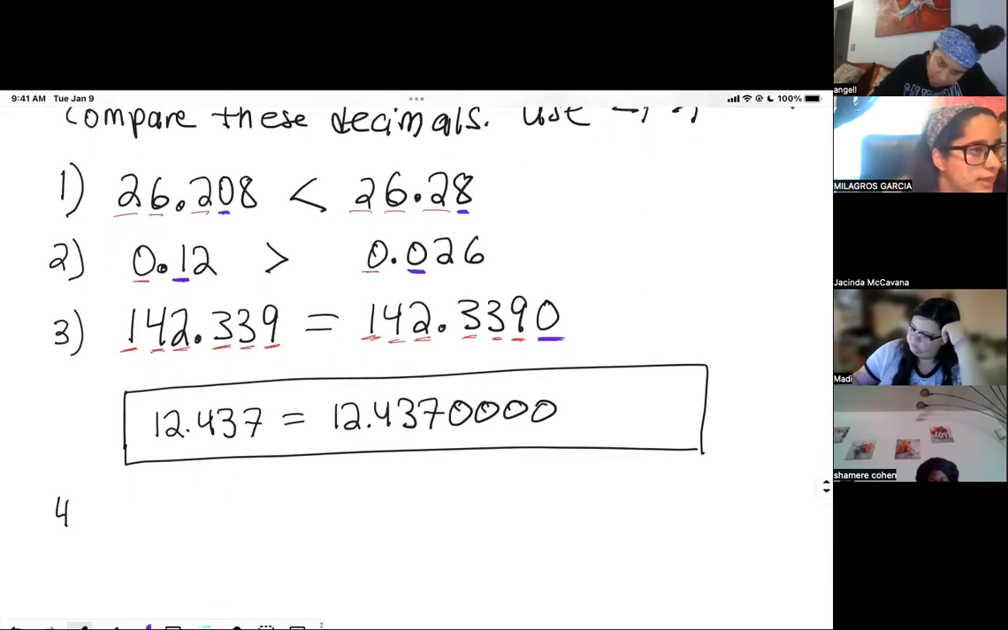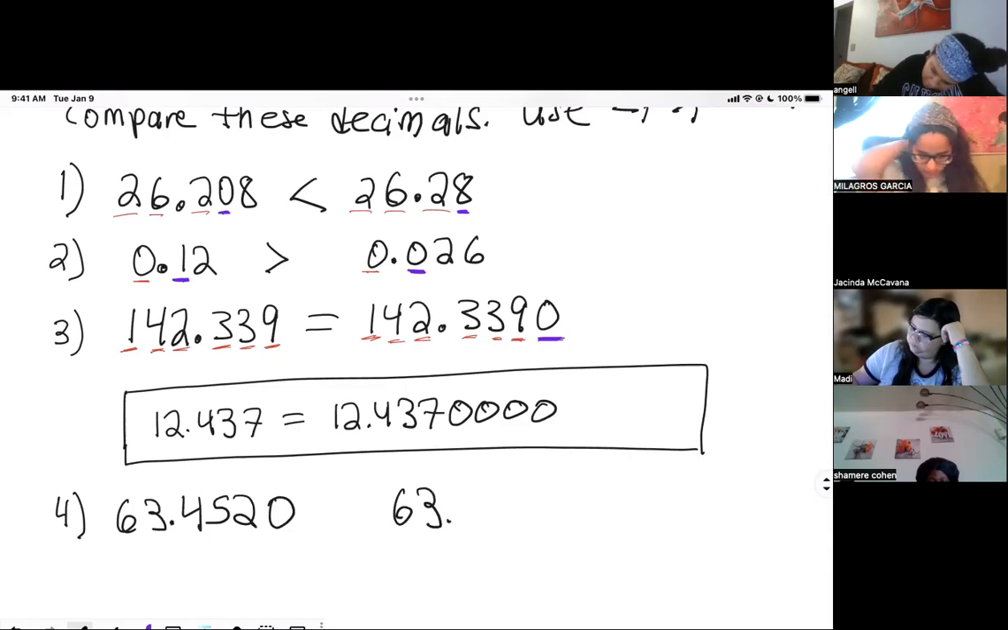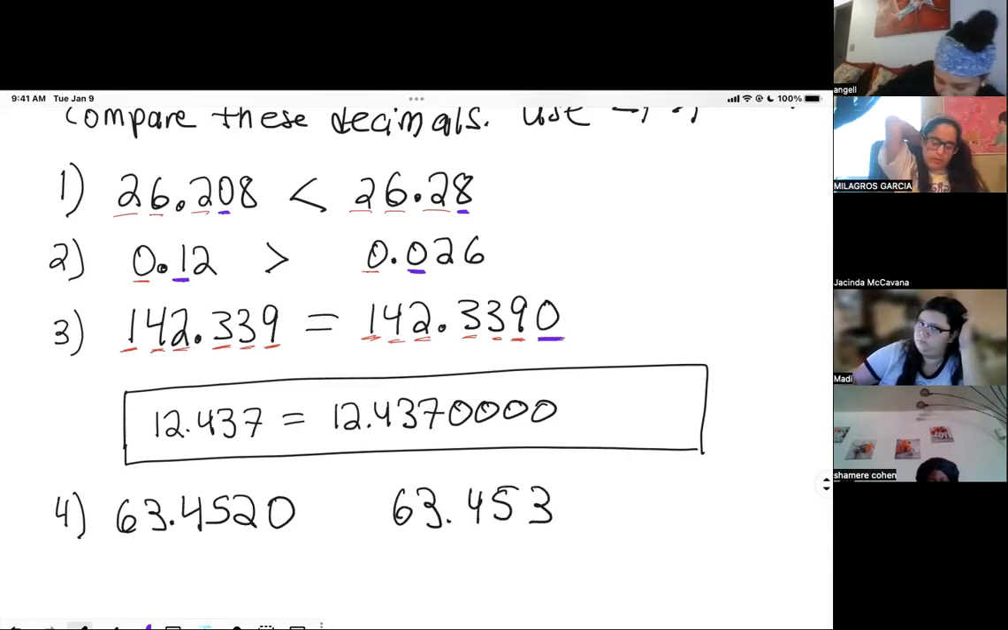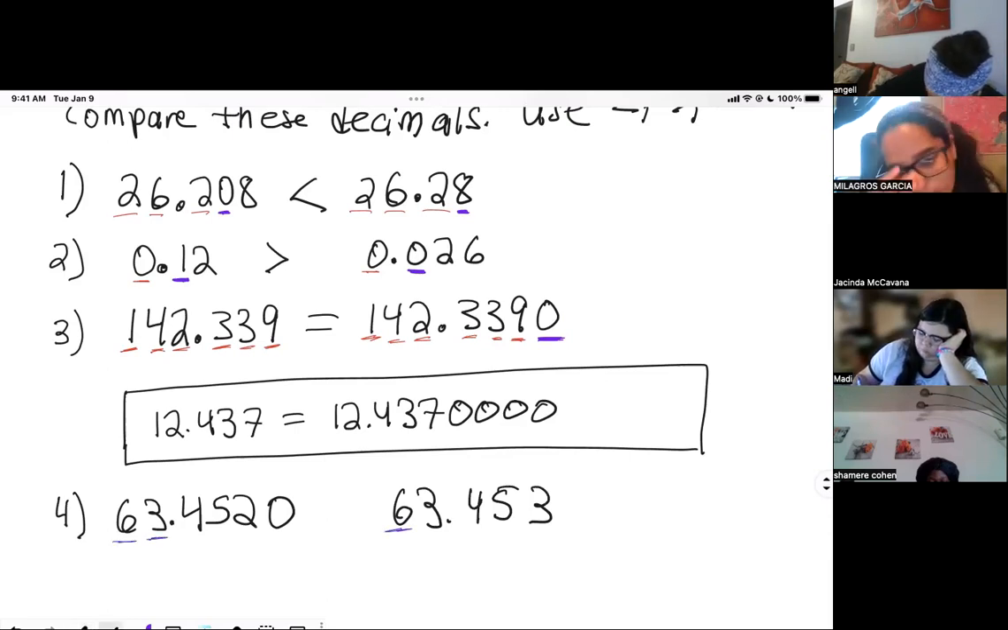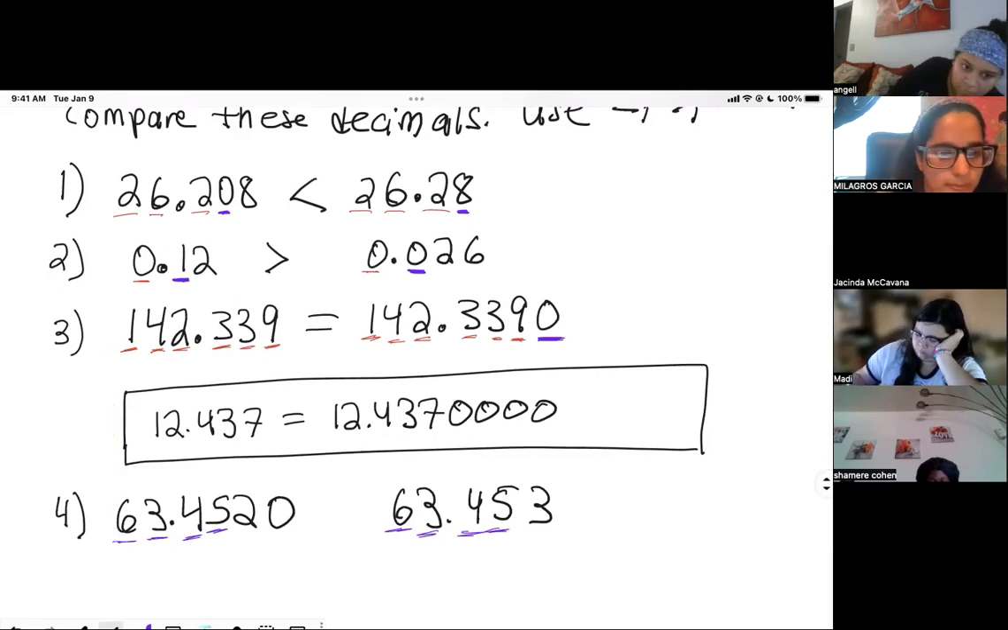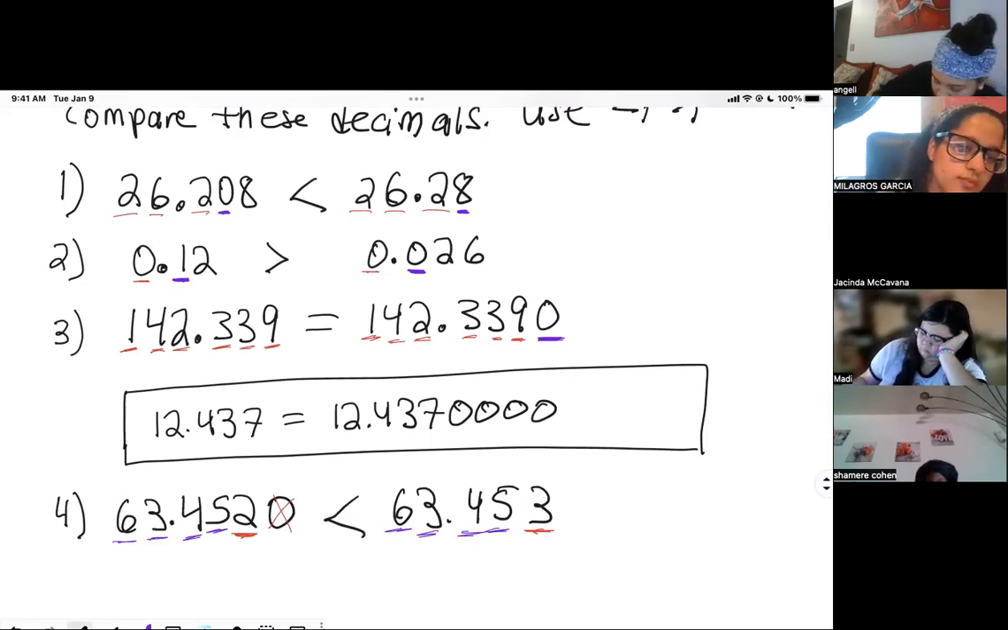Okay, one more. 63.4520 and 63.453. Okay, so let's check. 6 and 6 are the same, 3 and 3 are the same, 4 and 4 are the same, 5 and 5 are the same. Okay, so the first place that is not the same is the 2 and the 3. That 0 does not matter. So which one's bigger? The second one. 3 is bigger than 2. So the first one is less than the second one.